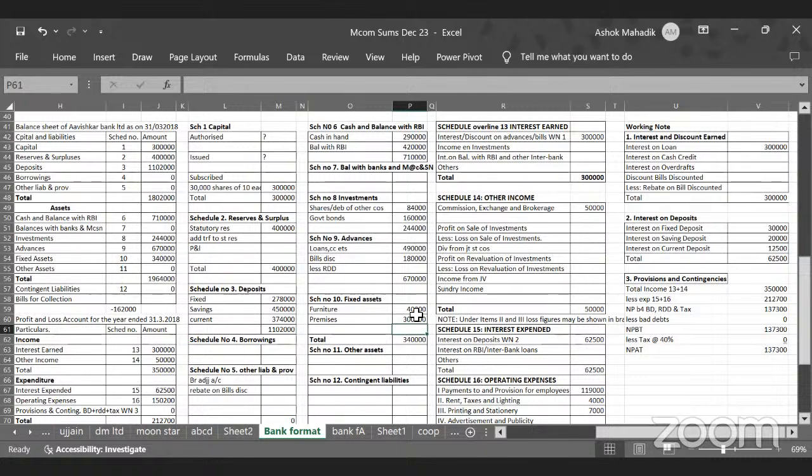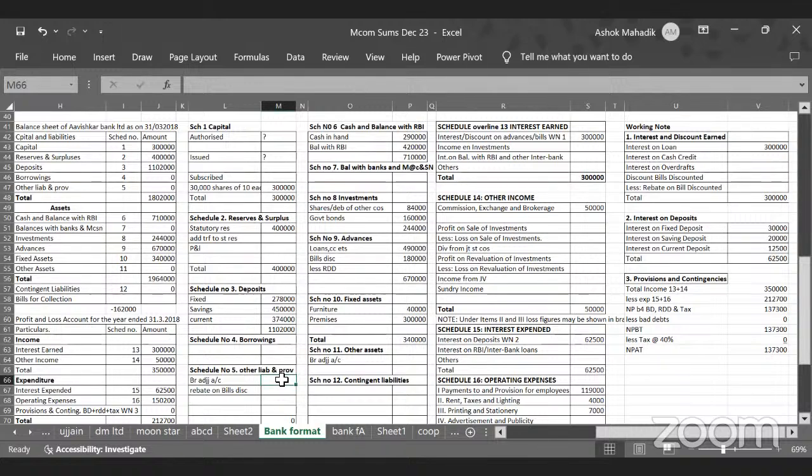Branch adjustment account. Okay, so be careful here. Branch adjustment account can have balance in debit as well as in credit. Suppose it is in the debit column, you have to put it under schedule 11 as other items, other assets. But if it is in the credit column, then you have to put it in schedule number 5, current liabilities. Remember this. If the value is given on the debit side, it will go to schedule number 11. If it is on the credit side, it will go to schedule number 5.